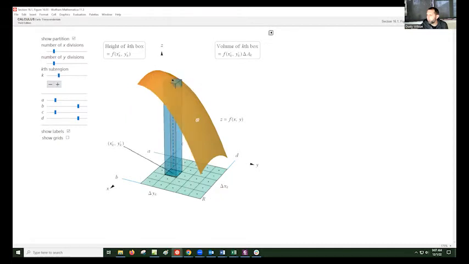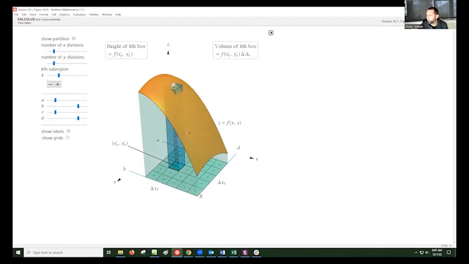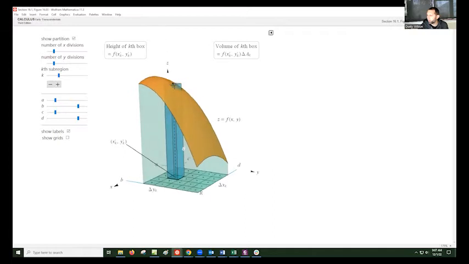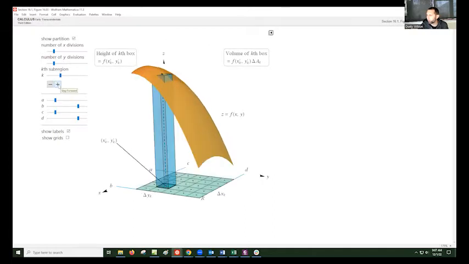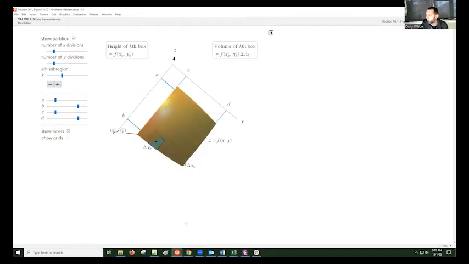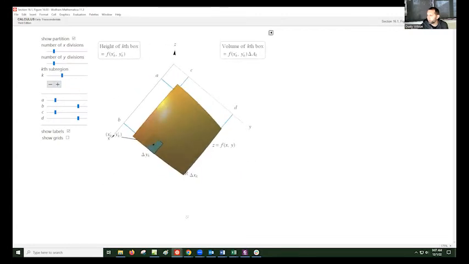See how the height of the prism or the column is determined by the sample point. So it's exactly above that sample point. See if you can see that. So it's exactly above the sample point below.